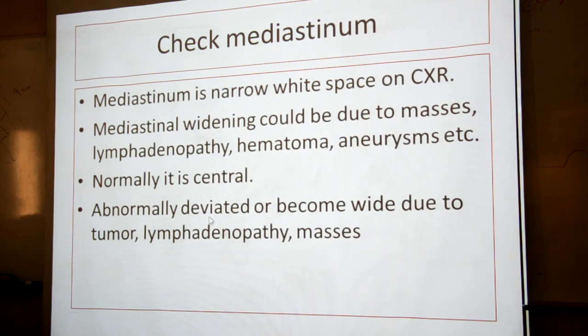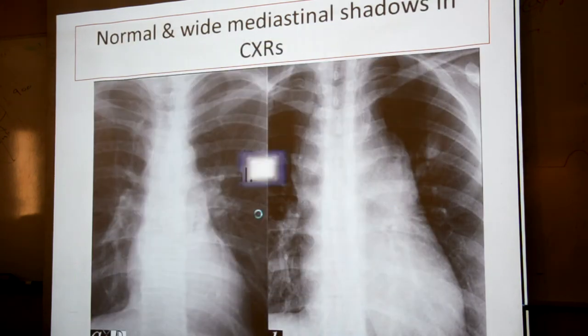Then check the mediastinum, the centrally located white space between the two lungs. Check its width and check whether it is central or not. In this example, on the right side you see it is too widened and lobulated, suggesting the presence of masses like lymphadenopathies, or some other masses that can distend the mediastinum.